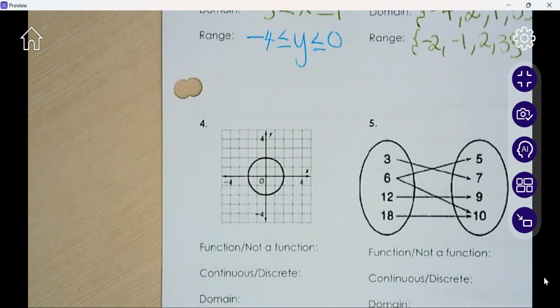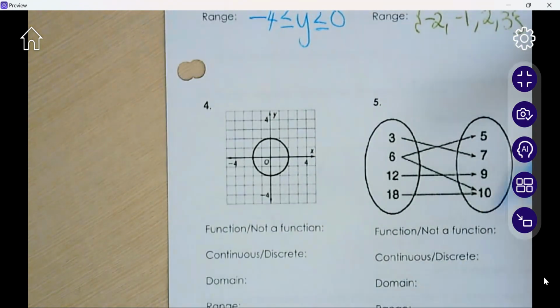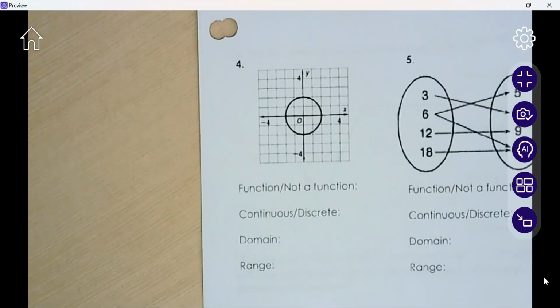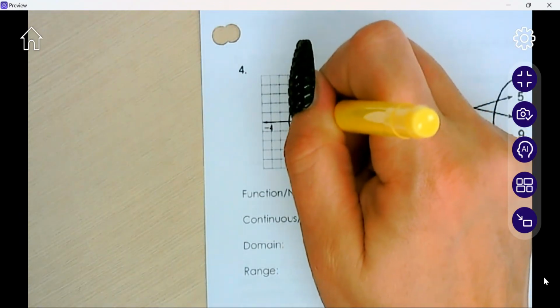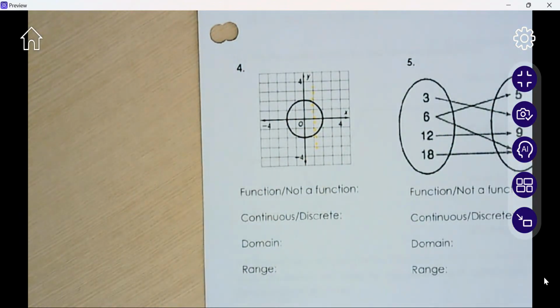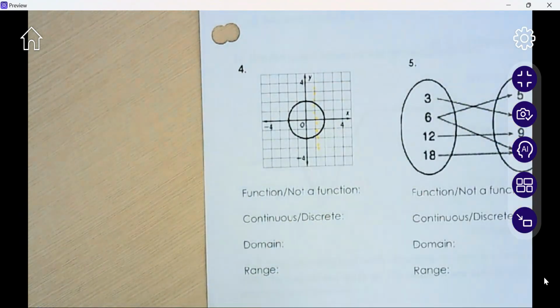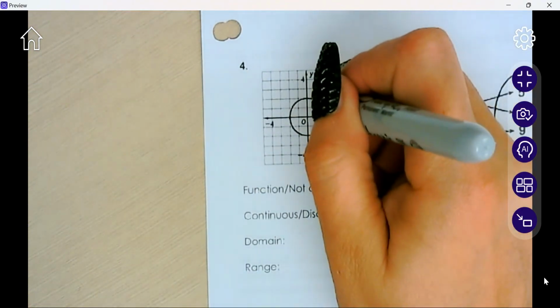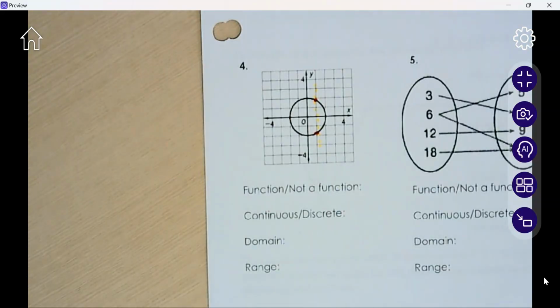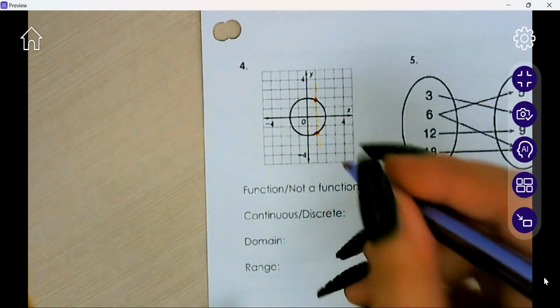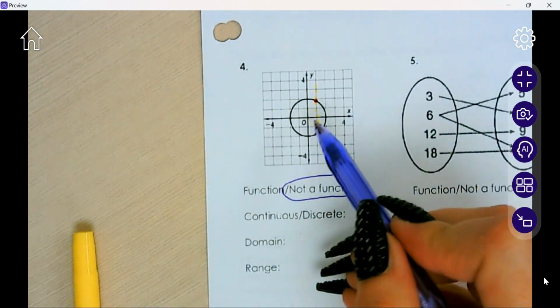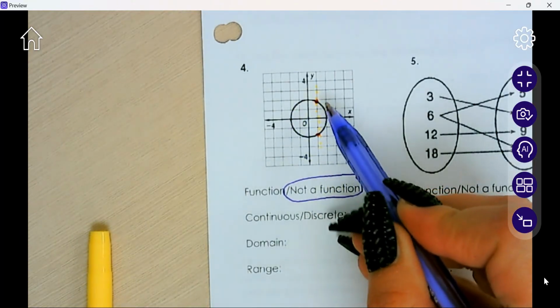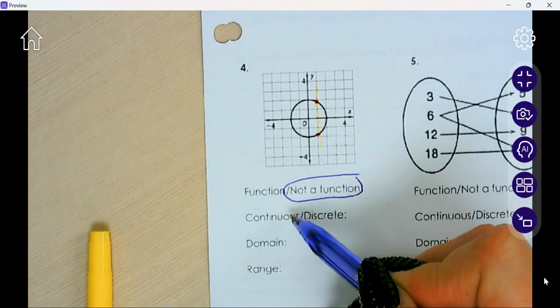Now we're going to continue on to our problem for number 4. All right, so vertical line test. If I draw a vertical line pretty much anywhere throughout that circle, you can see that it actually hits twice. You can see that it hits my vertical line here and here. Because it fails the vertical line test, it is not a function. To draw this circle, it must be continuous. At no point would I need to lift my pen, so I would consider that continuous.